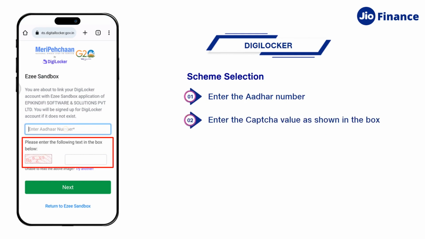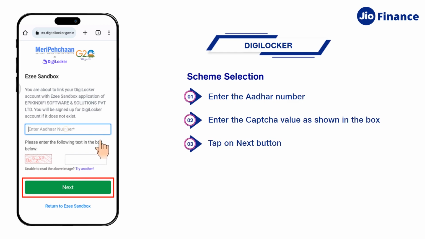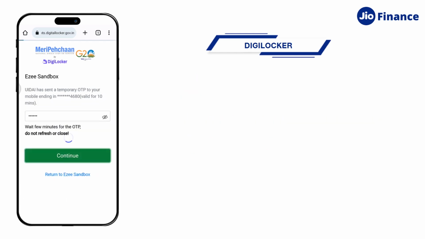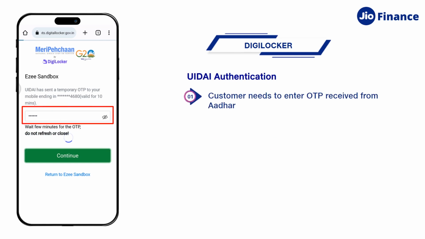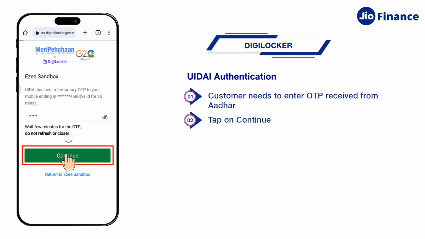Second, enter the CAPTCHA value as shown in the box. Third, and tap on the Next button. Now the customer must do the UIDAI authentication here. For that, the customer needs to enter the OTP received from the Aadhaar. Tap on the Continue button.